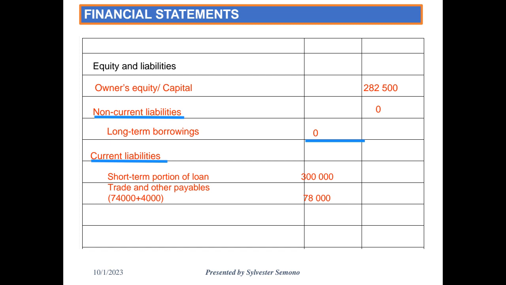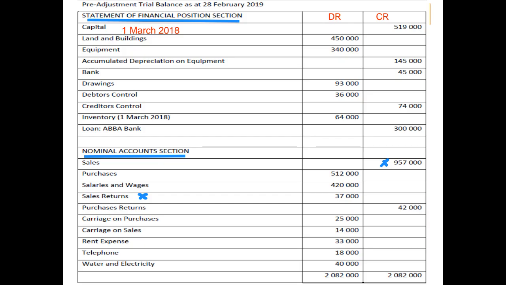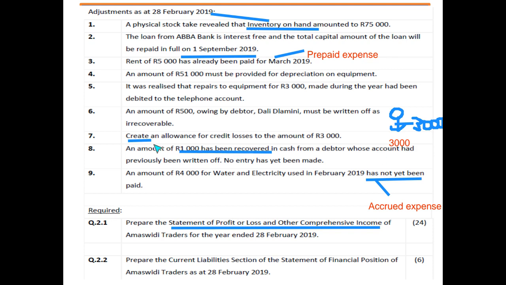But remember, there was an adjustment where we received cash, so we must minus that cash because we received that cash. Let me check the bank first. You said the bank is negative 45, it's bank overdraft. From the adjustment, there's a cash that we received on the 8th. Remember this cash? Of how much? 1,000 rand. So we must minus it because we received. It will reduce the bank overdraft.